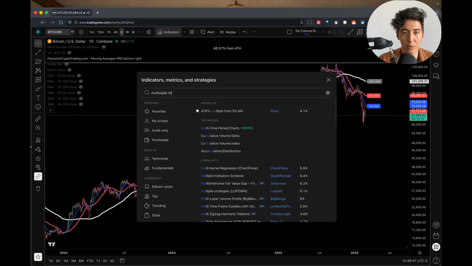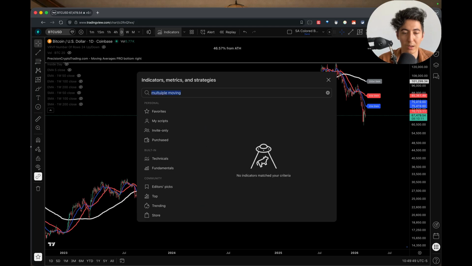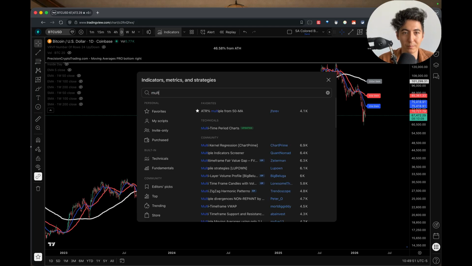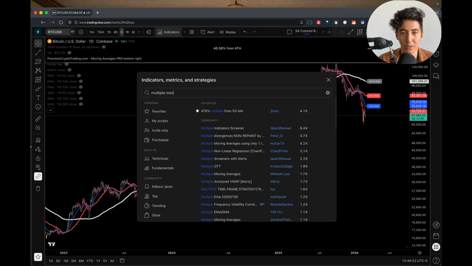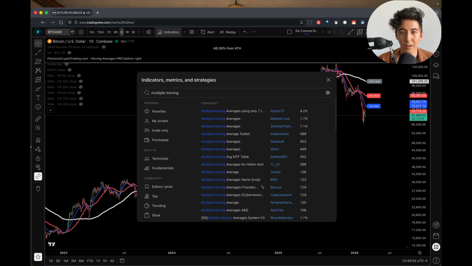But if you don't have this indicator, you could look up multiple moving averages, and then test around and try to find one that has multiple in it. That way, if you're on a free plan of TradingView, where you only have a certain number of indicators you can put on your screen, you want to try to find one that combines a few.